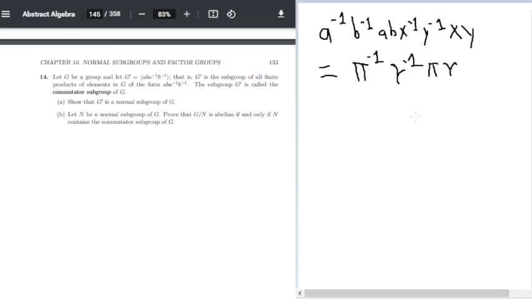I mean, in this case, well, this is 1, 2, 3, 4, 5, 6, 7, 8 symbols. So each of these, pi and gamma, are going to correspond to two symbols, respectively. However, if that were the case, the product of commutators is not a commutator, which is why we need to have a subgroup generated by commutators.